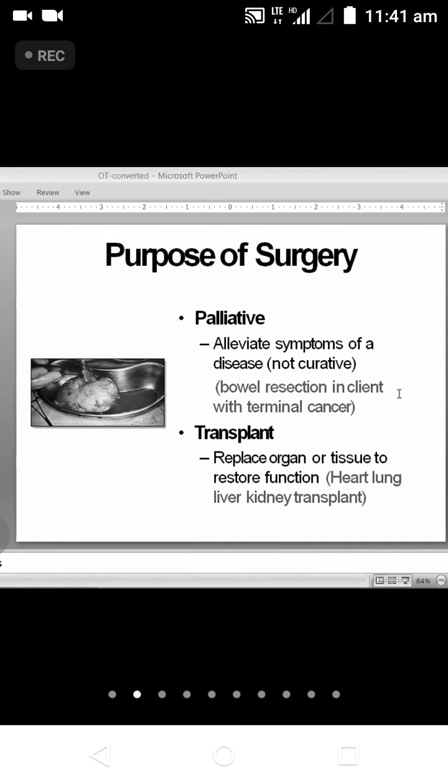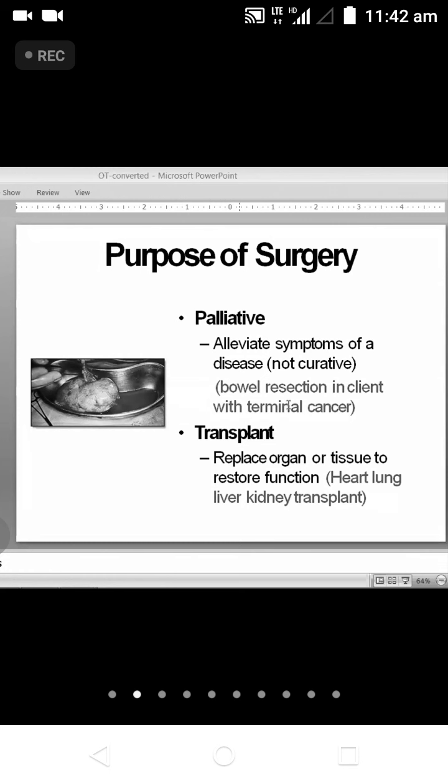Next, the purpose of surgery can be palliative. Palliative means to alleviate the symptoms of a disease. Usually it is used when the patient is terminally ill, and you will go for palliative types of surgeries. In case of cancers, you will find palliative care. You do the surgery to reduce the symptoms. The disease cannot be cured, but the symptoms can be relieved. That is called palliative surgery.